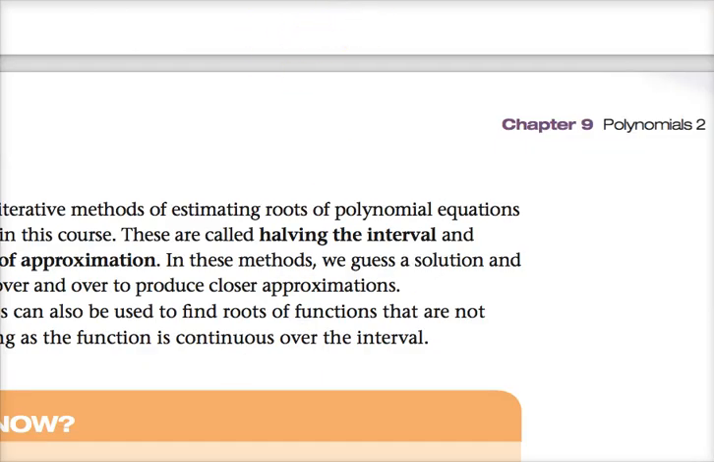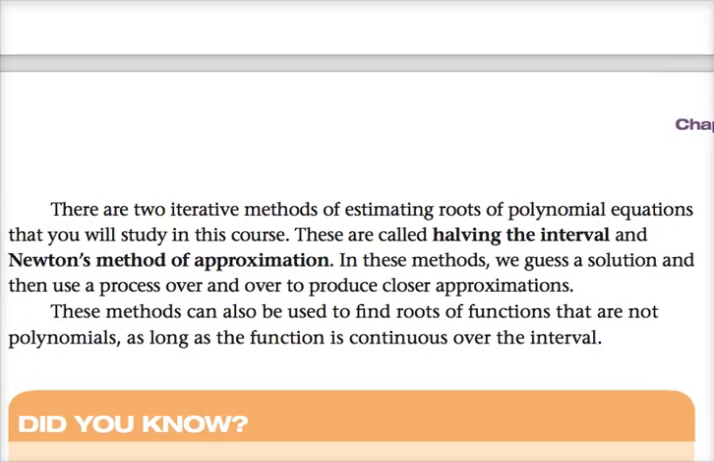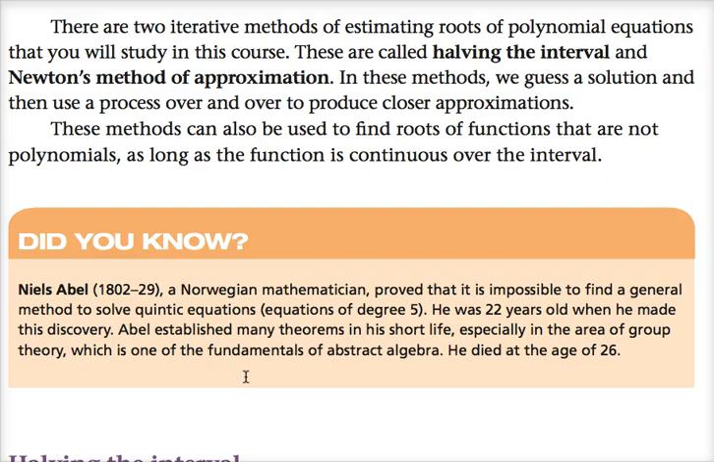today we're going to look at methods for approximating those roots that we can't factorise. Do you get what I'm saying? All right, so there are 2 iterative methods of estimating roots of polynomial equations that we'll look at. One of them, which is what we're doing today, is called halving the interval, and it's quite simple. It's just a matter of substitution and halving the interval, as they say. And the other one, tomorrow, we'll look at Newton's method of approximation. That involves differentiation, okay?